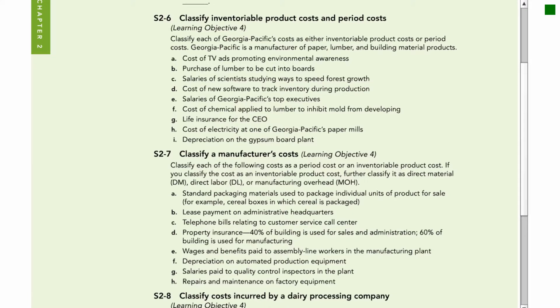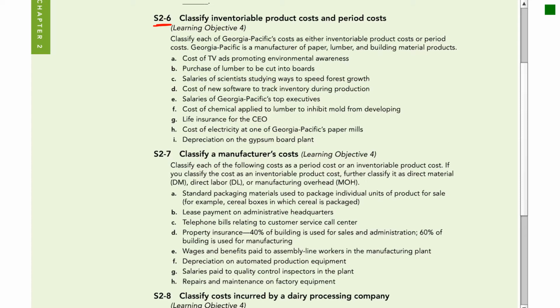Okay, on the next two, I'm going to be looking at short exercise 2-6, and then we're going to look at 2-7. On 2-6, we're going to go through letters A through I, and I'm going to walk you through how to identify the concept of a product cost, inventoriable product cost versus a period cost. So this problem says classify each of Georgia Pacific's costs as either inventoriable product or period, and you need to know they make paper, lumber, and building materials. So that's their manufacturer of paper, lumber, and building materials.